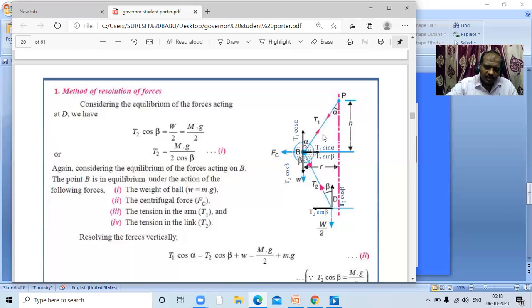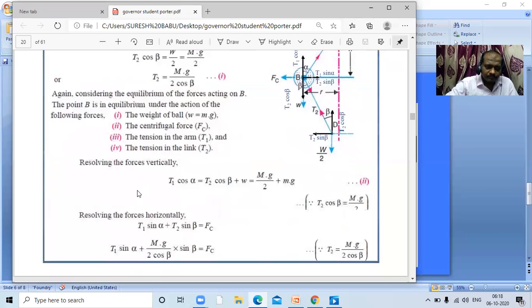So T1 link is cos alpha, T2 link is cos beta. Based upon these vertical forces, what can we conclude? T1 cos alpha is equal to T2 cos beta plus small w, that is Mg by 2 plus mg, because T2 cos beta is equal to Mg by 2, already we have written here. The same thing we have written here. You try to note down the same thing here, students.